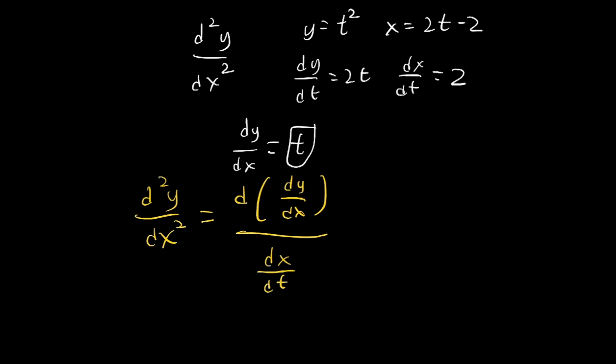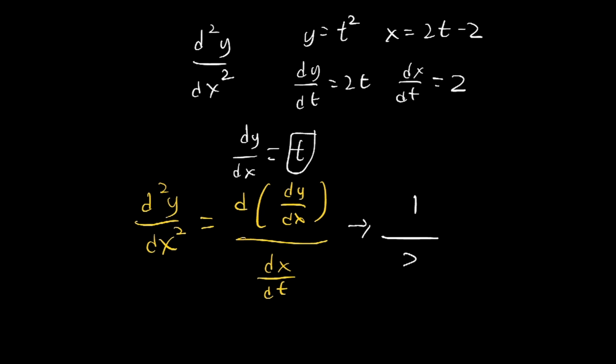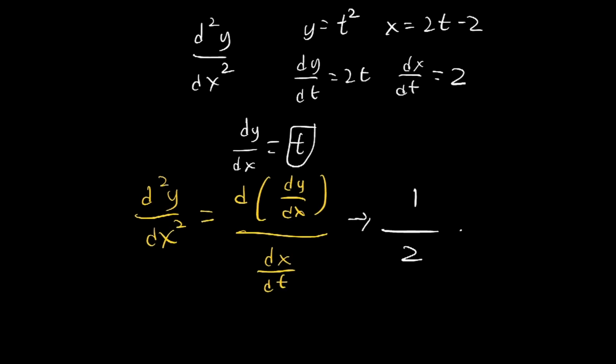So, using this formula, we know that dy/dx is t, and the derivative of t is just 1, and dx/dt is just 2. So the second derivative, in fact, is just 1 over 2, or 0.5. Very easy. So let's say I gave you some new parametrics.